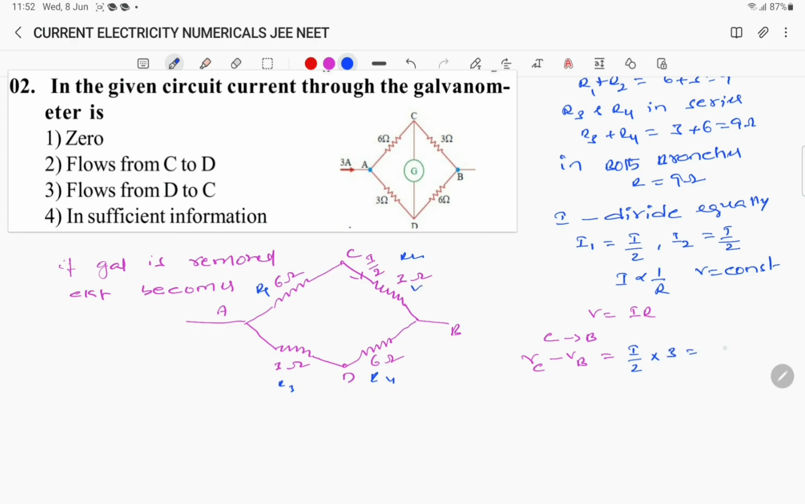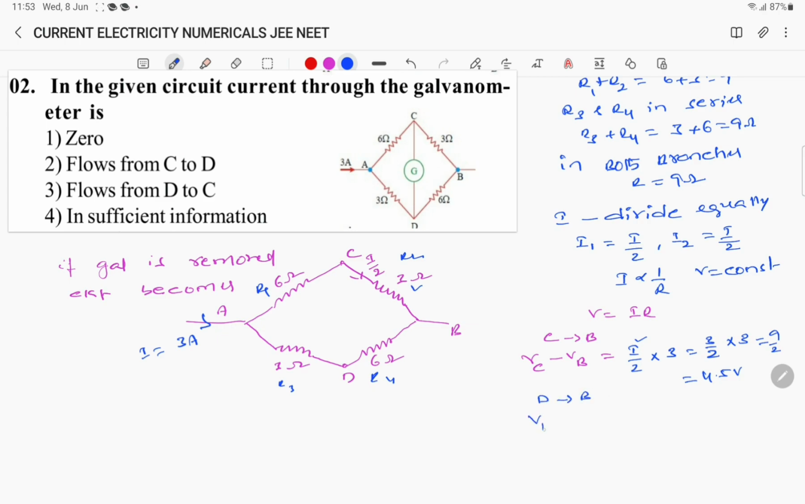How much current passes through that? I by 2, and its resistance is 3 ohms. And I is given already. I is equal to how much? 3 amperes, the main current. Substitute the main current value: 3 by 2 into 3 equals 9 by 2 equals 4.5. So the potential difference between C and B is 4.5 volts.